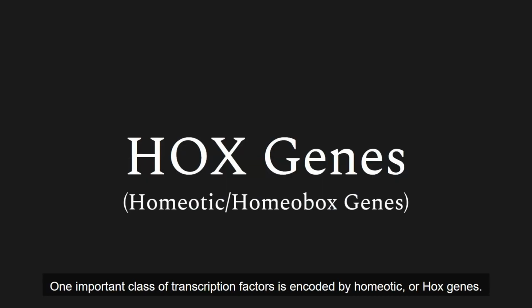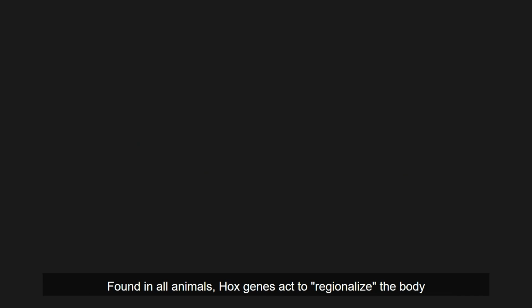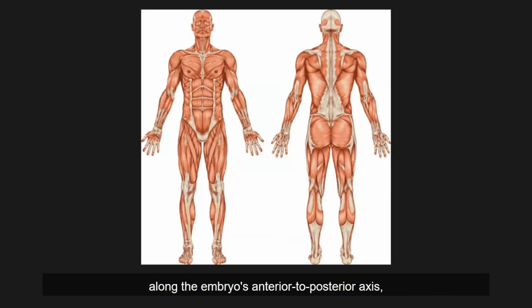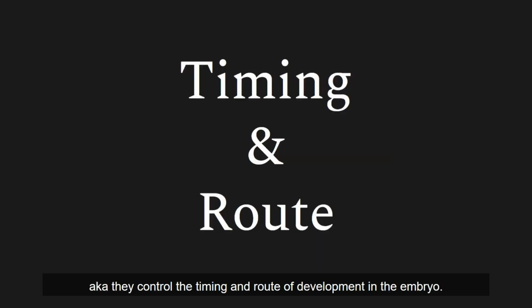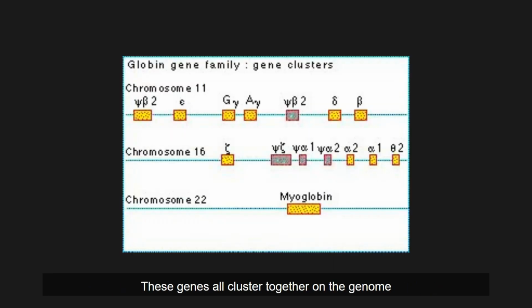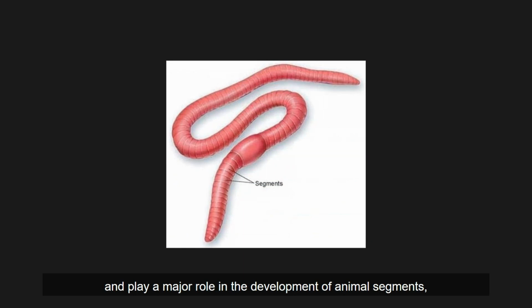One important class of transcription factors is encoded by homeotic or Hox genes. Found in all animals, Hox genes act to regionalize the body along the embryo's anterior to posterior axis, aka they control the timing and the route of development in the embryo. These genes all cluster together on the genome and play a major role in the development of animal segments, with different Hox genes being expressed in different segments, which will become important later.